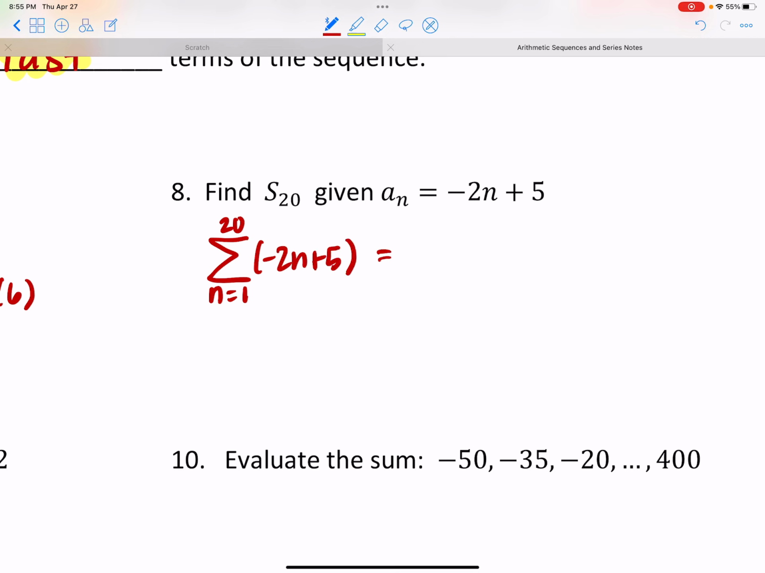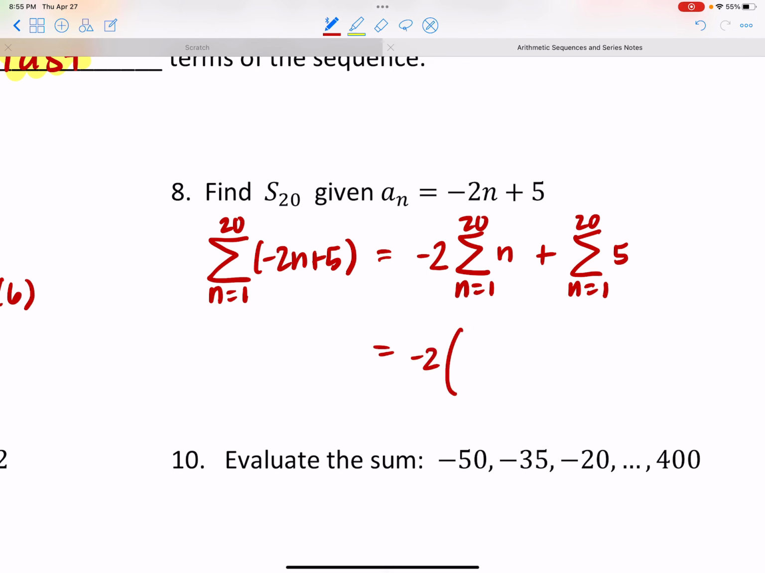I'm going to split this up to negative 2 times the sum from n equals 1 to 20 of n, and then I'm going to add the sum from n equals 1 to 20 of 5, our constant 5 there. So this will be negative 2 times, we have our upper limit, and then 1 more than our upper limit, divided by 2.